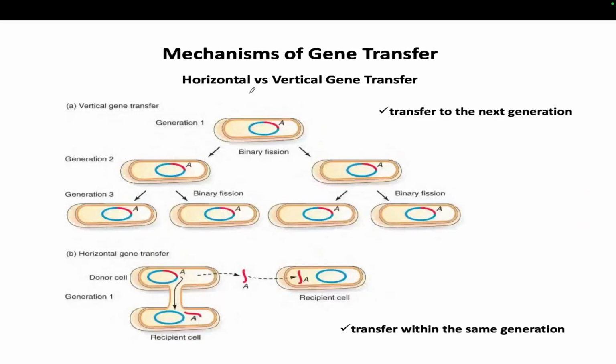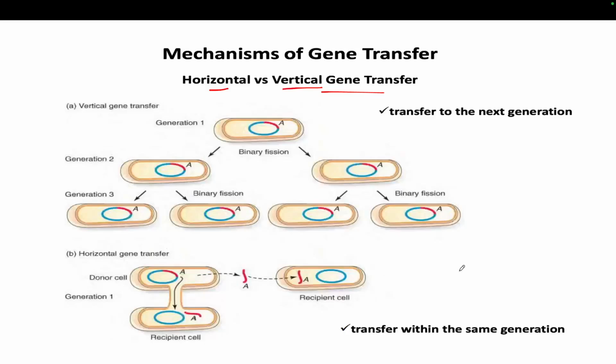Naturally there are two types of gene transfer: horizontal gene transfer and vertical gene transfer. When bacteria divide via binary fission, they produce two offspring, and in the third generation each cell again divides into two cells. This transfer from parent to offspring, when gene mobility happens, is called vertical gene transfer. Like in humans, when parents give their genetic information to their daughter cells, it is called vertical gene transfer.